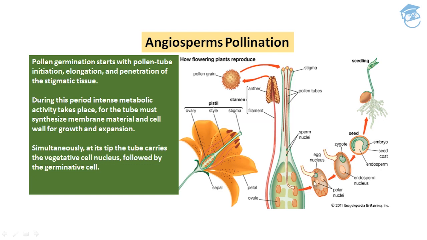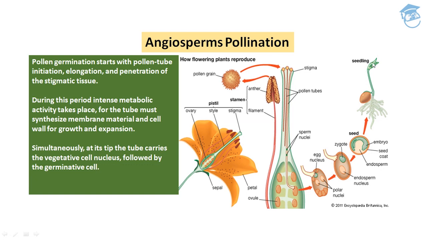This is the egg nucleus. These two are the synergids. These three are antipodal cells, and these two are polar nuclei. And then it forms the endosperm nucleus. This is the zygote, and this is the seed formation that is taking place. This is the seed coat, and this is the endosperm that provides energy to carry out metabolic activity. And thus this seed finally forms a seedling.